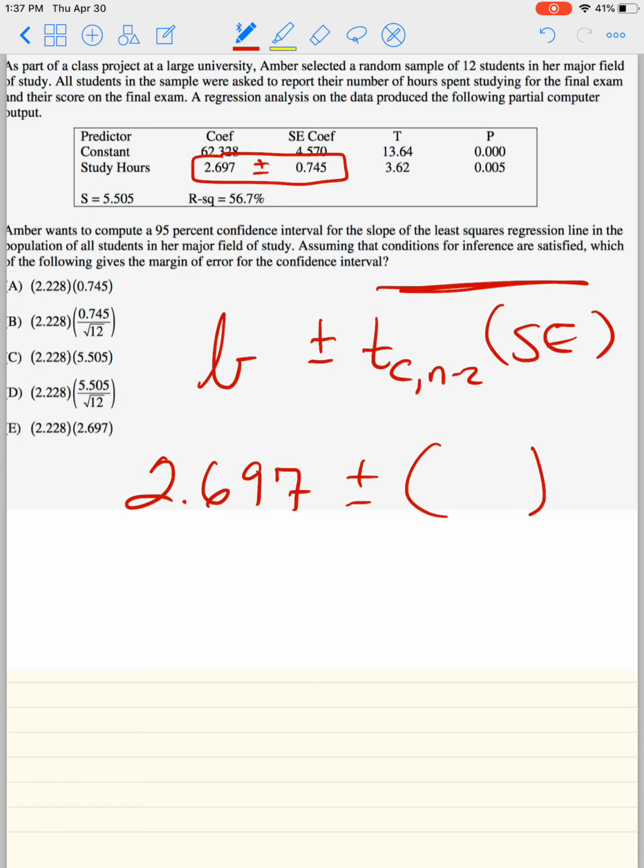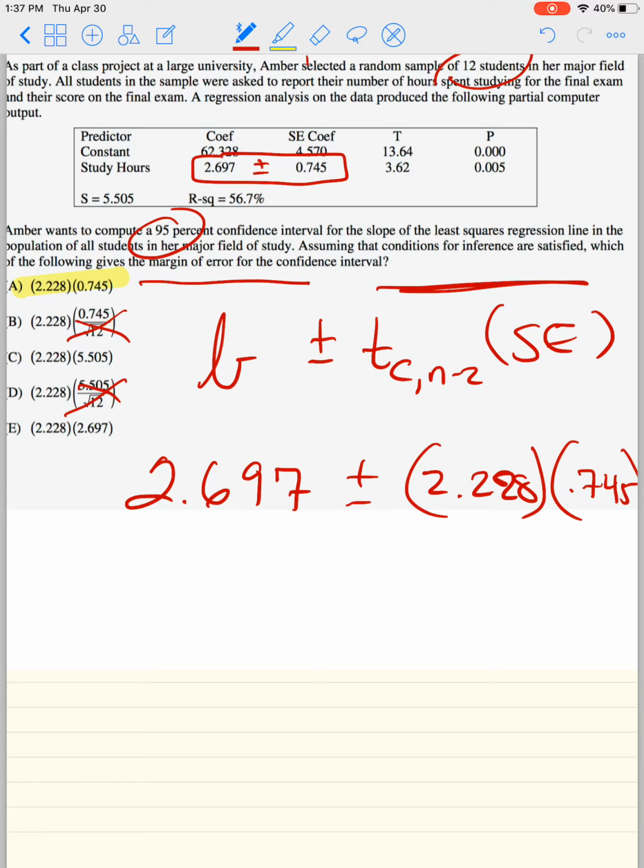So 2.697 plus or minus, I'll leave this guy out here, 0.745. And what I need to do is say there were 12 students, and we want 95%, so you would have to find 10 degrees of freedom and the t-value for that. And that t-value is going to be 2.228. So in this problem, they just asked you for the margin of error, and the margin of error would be this guy here. Notice these other answers divided by the square root of 12. The standard error already comes with the value being divided by the square root. So that's all we have to do here.